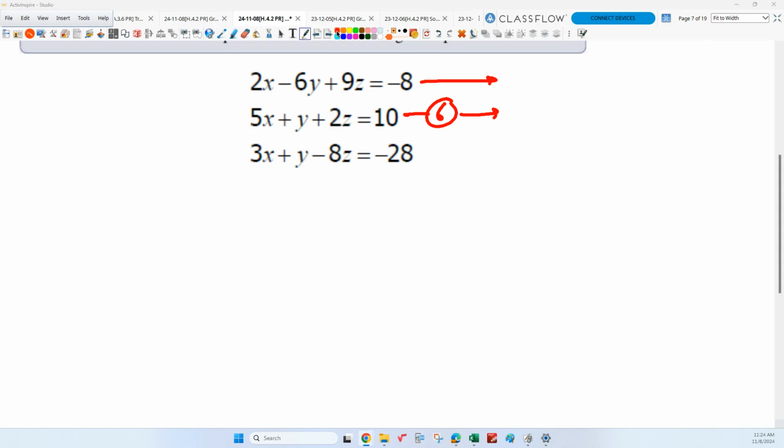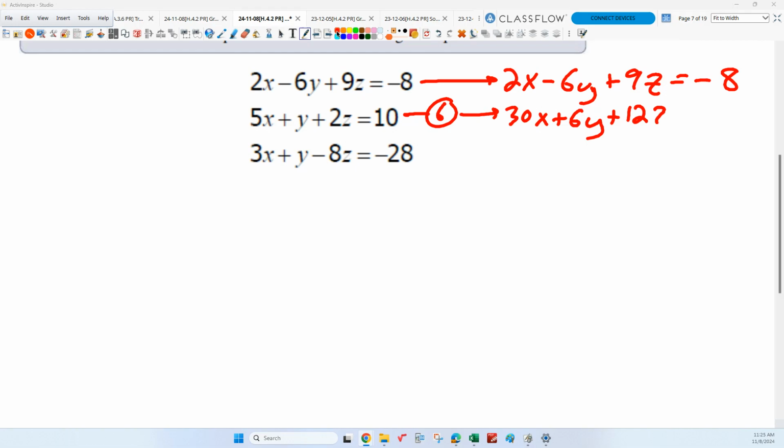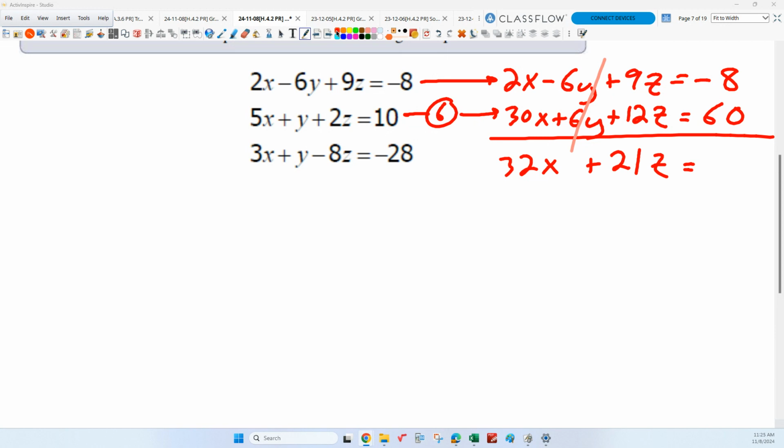Okay. That would give me my top equation just stays 2x minus 6y plus 9z equals negative 8. Middle one, if we multiply by 6, we get 30x plus 6y plus 12z equals 60. And when we add those up to eliminate the y's, we get the result 32x plus 21z equals 52, right?